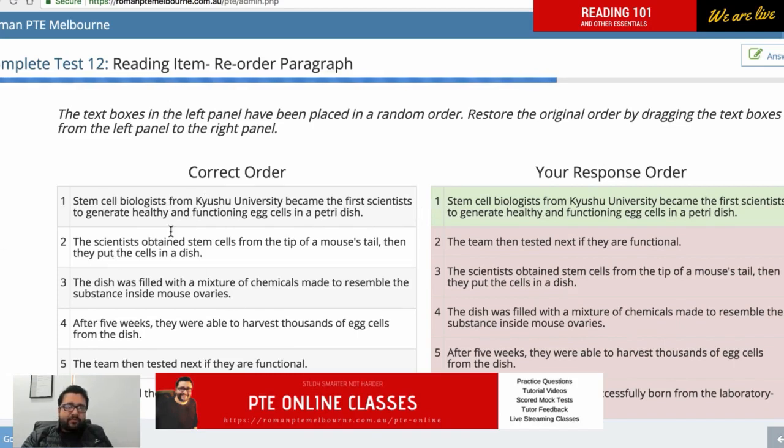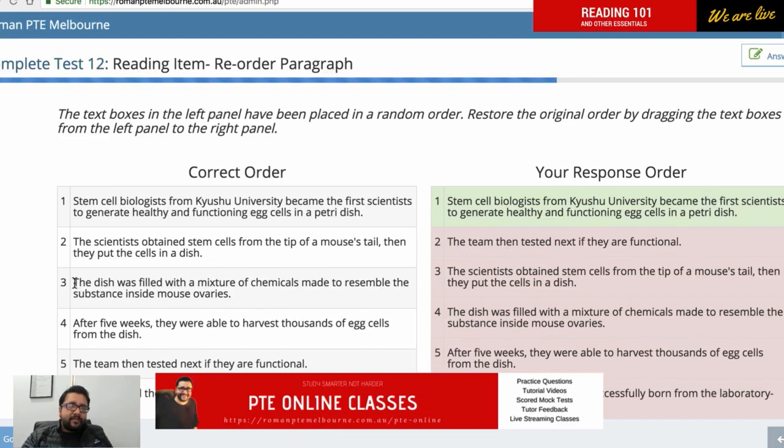So "the scientists" means the scientists from Kyushu University, and that's why they are related: "obtained stem cells from the tip of a mouse's tail, and then they put the cells in a dish." So this is the connection between the two. Both are talking about scientists, both are talking about a dish, and the sequence of events is also making sense. They were the first people to do it, and this sentence is telling us how they did it.